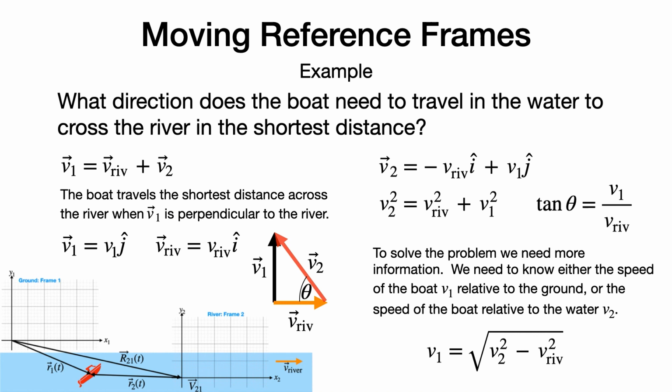Note that if the boat cannot travel as fast as the river is moving, then v2 squared minus v river squared is going to be a negative number. We can't take the square root. But physically, we know if we can't keep up with the river, there's no way we can even just go straight back upstream and remain at the same location relative to the ground. So we have to be able to travel at least as fast as the river in the water in order to be able to travel across the river in the shortest possible distance.